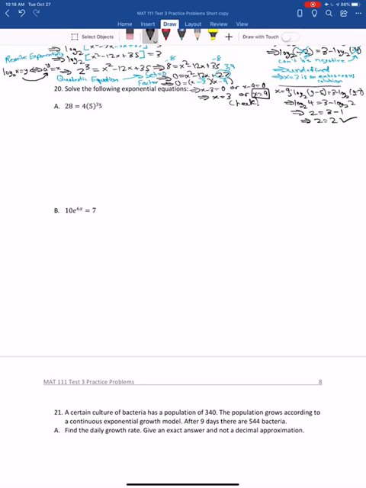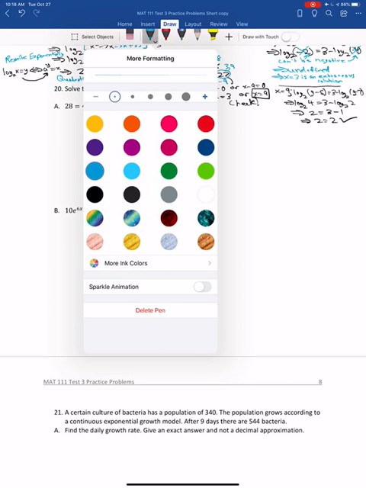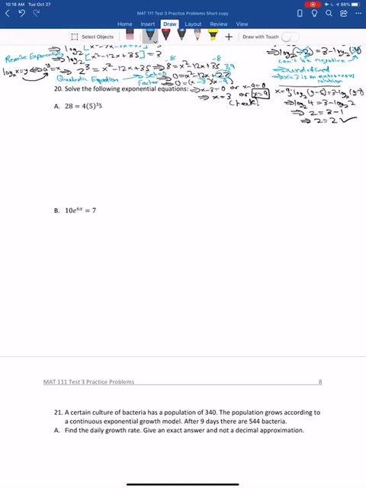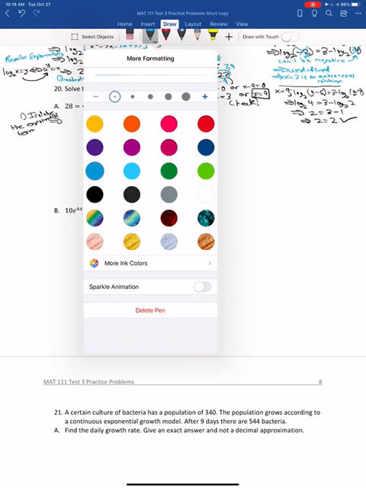So to solve this exponential equation, of course, we've got to first isolate the exponential term. That's step one. So let's go ahead and do that. Let's go ahead and isolate this term here. So I'm going to make that note over here on the side: isolate the exponential term.